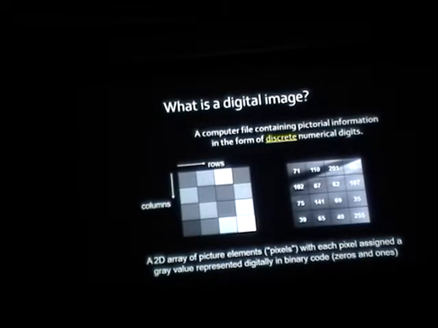So these are arranged in columns and in rows. So this whole set, one part, is called a pixel.